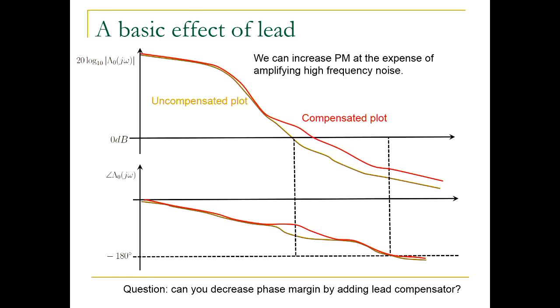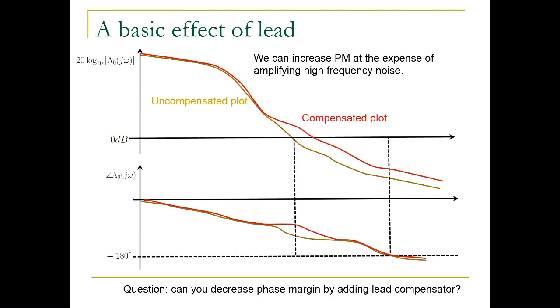Now note what happened. The purpose was to add some phase around the crossover frequency of the uncompensated plot, right? But what we have here is an effect: the crossover frequency of the compensated plot was moved to the right. So we will be measuring phase margin somewhere here. Note that the plant may have less phase at that frequency, and then the compensator adds some phase, but the net effect may not be enough for what we intended to do.